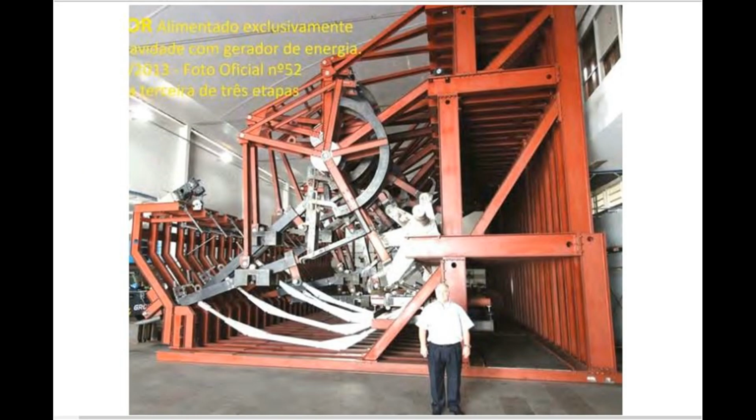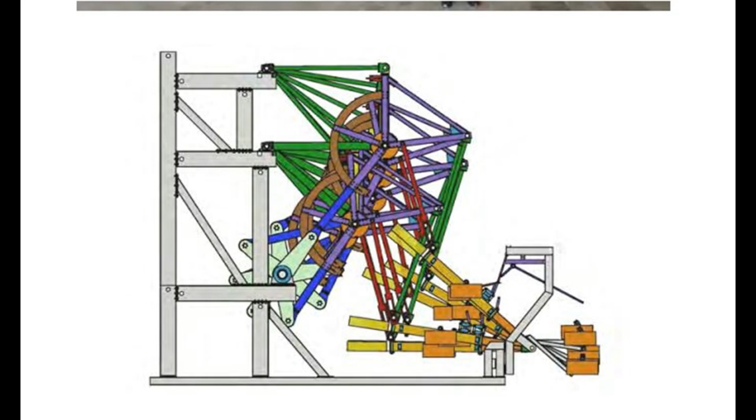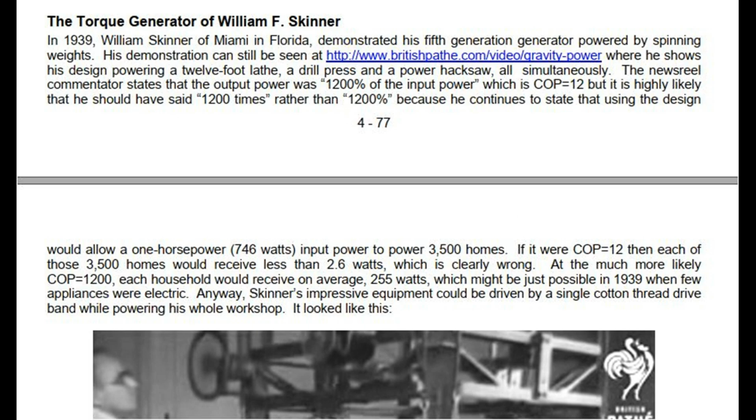The torque generator of William F. Skinner. In 1939, William Skinner of Miami in Florida demonstrated his fifth-generation generator powered by spinning weights. His demonstration can still be seen at http://www.britishpath.com/video/gravity-power, where he shows his design powering a 12-foot lathe, a drill press and a power hacksaw, all simultaneously.